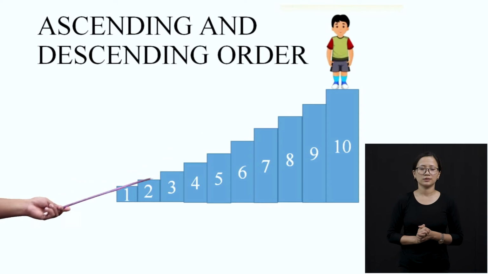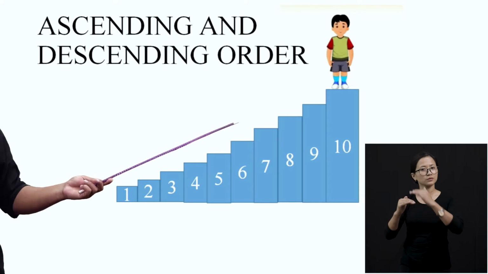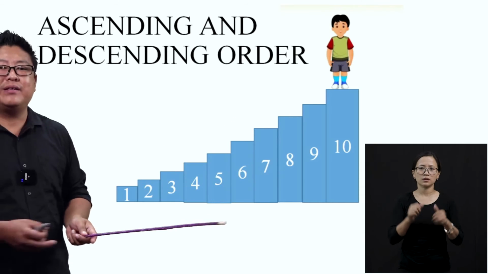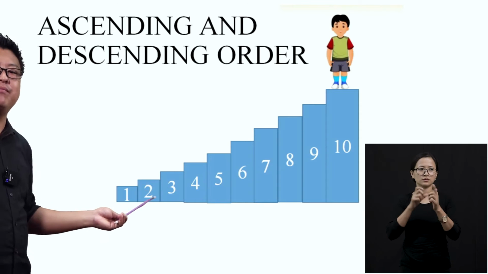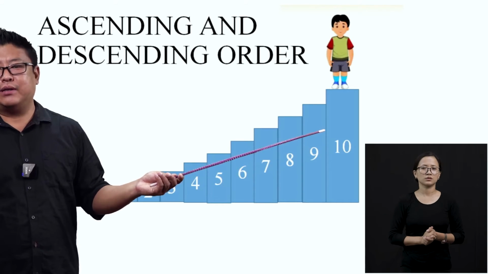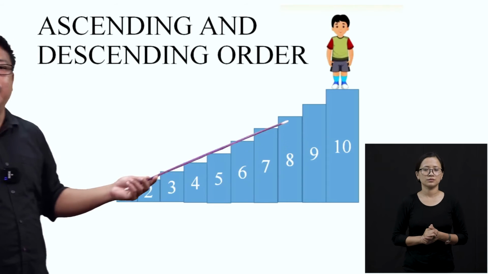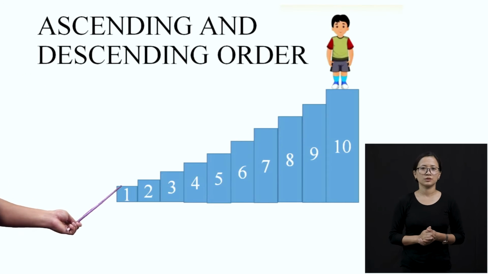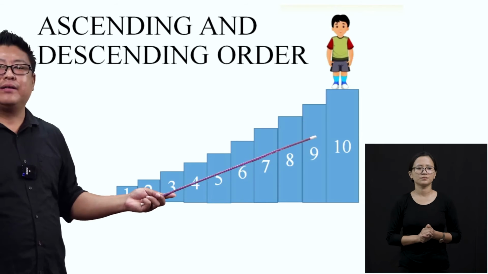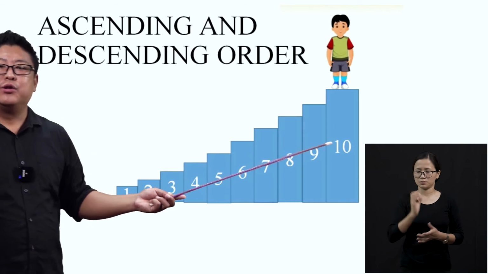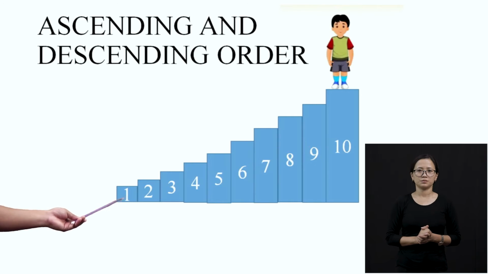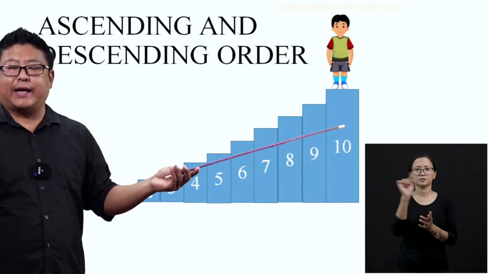So this climbing process is called ascending. Ascending means from smallest number to biggest number. All right? From the smallest number to the biggest number. Here, the smallest number is 1. And here, the biggest number is 10. So, Tom walked from 1 to 10.